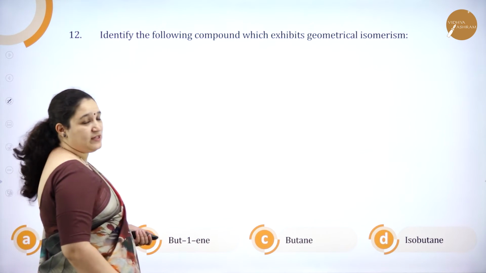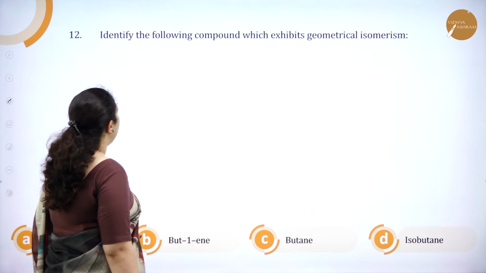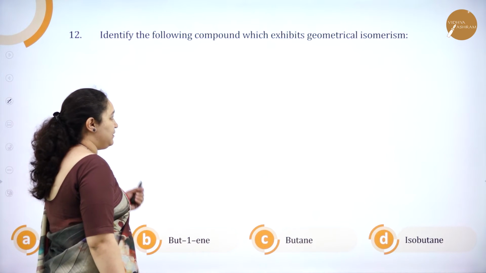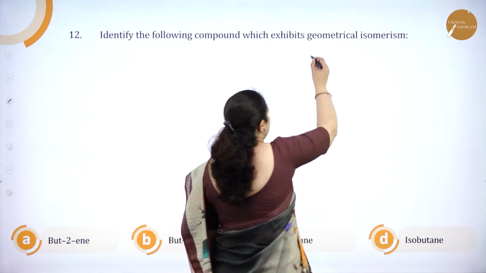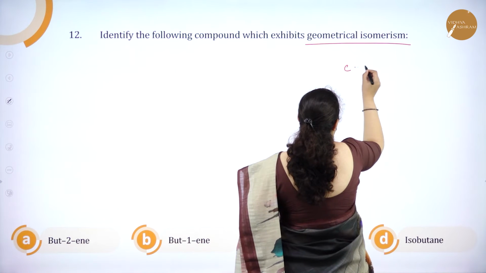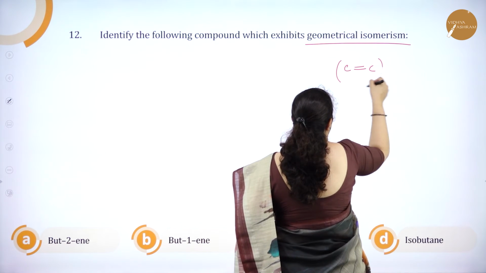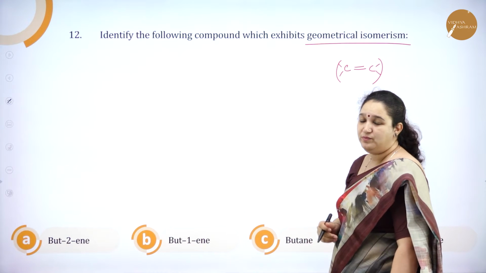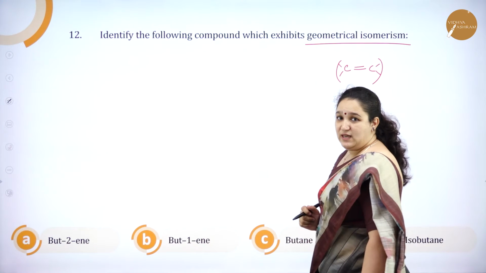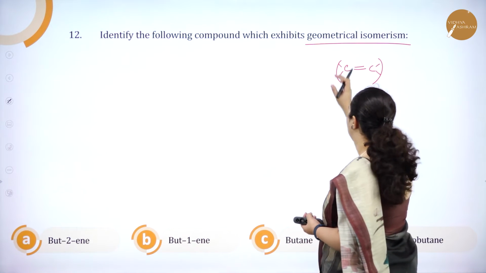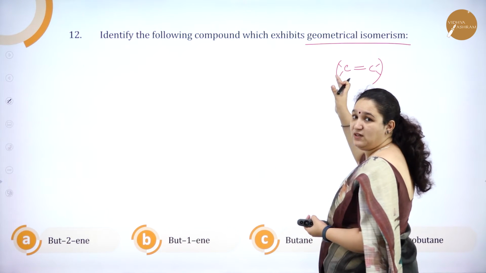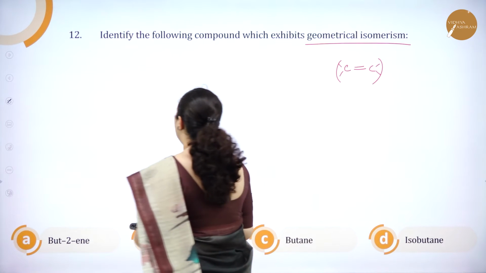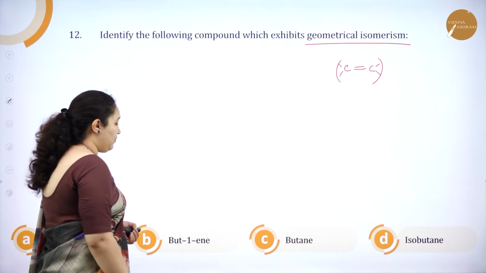Next we have question number 12. Identify the following compounds which exhibit geometrical isomerism. See, for geometrical isomerism, I require a carbon-carbon double bond. Correct? Also, not only this is the criteria, we need the attached groups to be different, so that I can tell it is in the cis form or in the trans form. We'll see the options now.